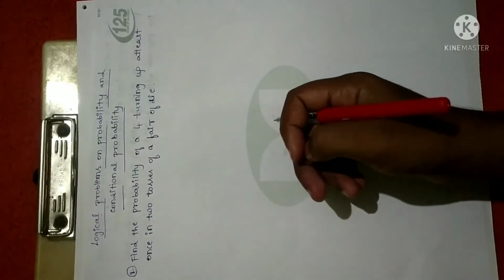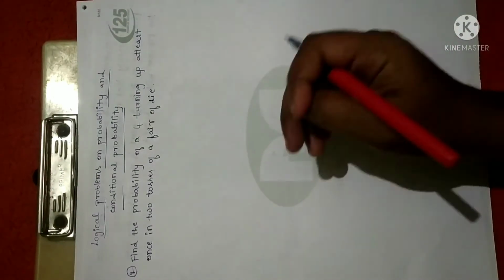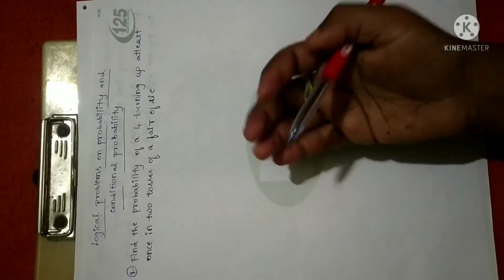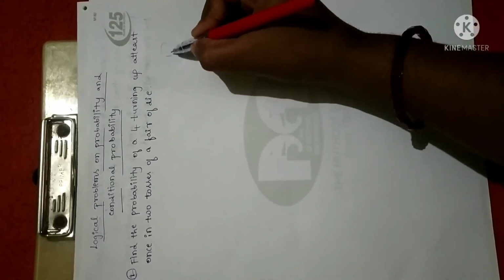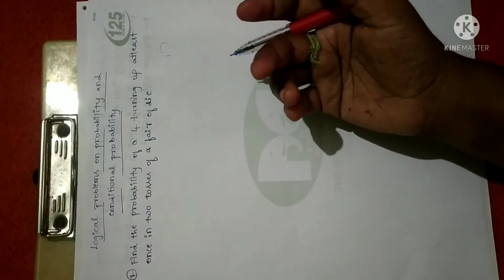In the sense, if you are going to throw a die which consists of numbers from 1 to 6, as you already know, you have to find the probability of how many times 4 will come upwards. So the die will consist of all 6 numbers. If you throw a die, how many times will 4 come upside? So you have to find the probability of that.